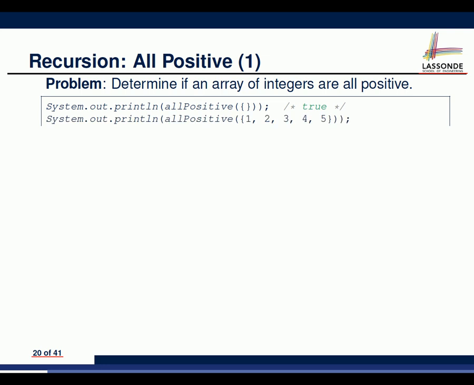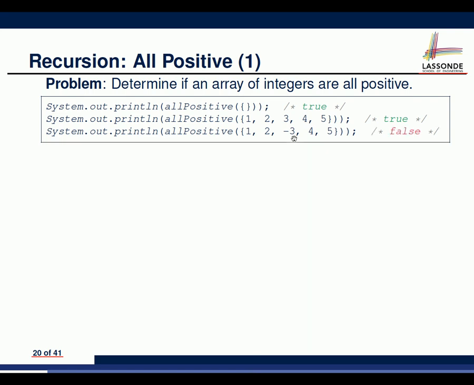So what about here? Well, if I got 1, 2, 3, 4, 5, all of them are positive, right? So that should be true. And similarly, how about this? Well, it's because I got at least one violation over there, so that should be false. Okay? So that's kind of the problem we're dealing with.